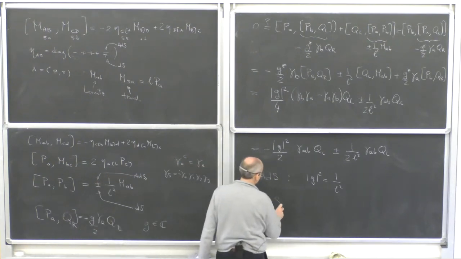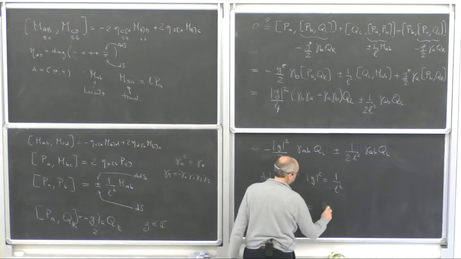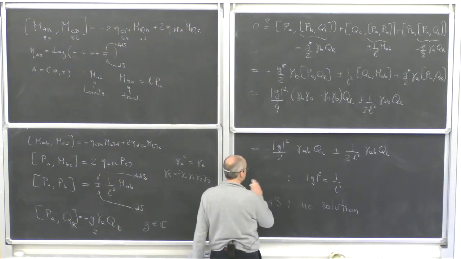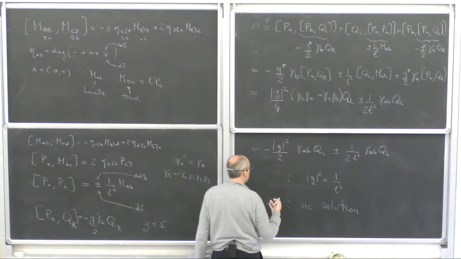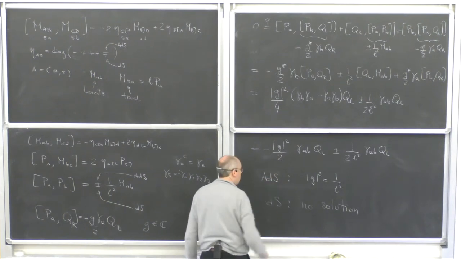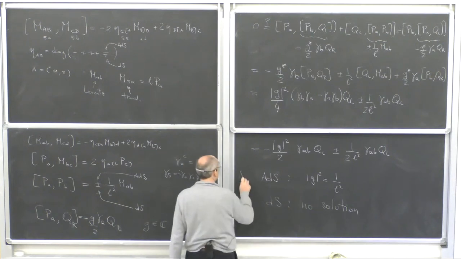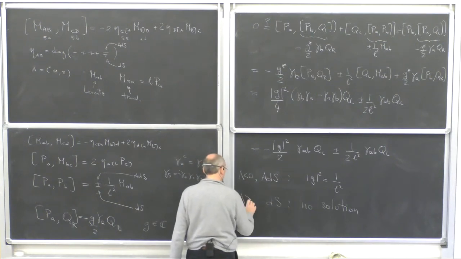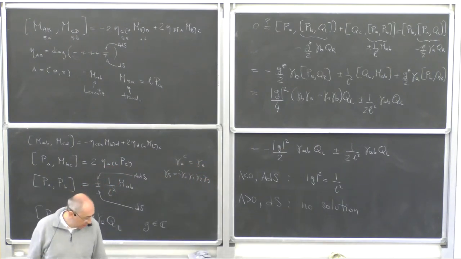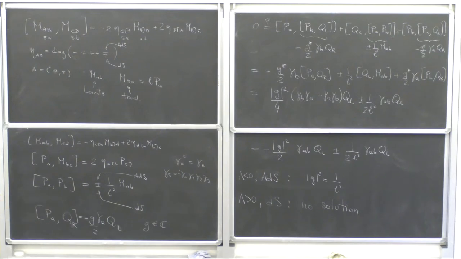And for the de Sitter, there is no solution. Or rather, I shouldn't say de Sitter and anti-de Sitter. It's the anti-de Sitter superalgebra, or if you wish, negative cosmological constant and positive cosmological constant, okay? So what is this teaching us? This is teaching us that you can supersymmetrize a negative value of the cosmological constant, you cannot supersymmetrize a positive value of the cosmological constant.